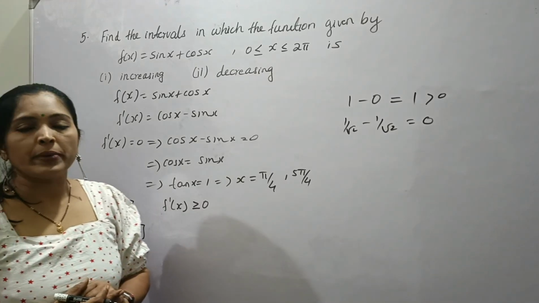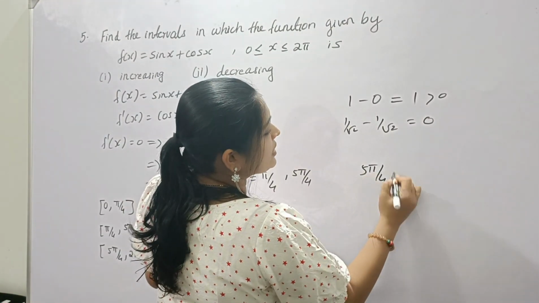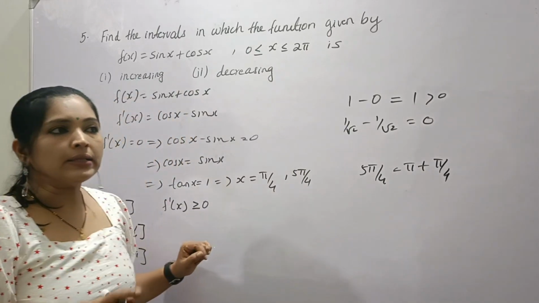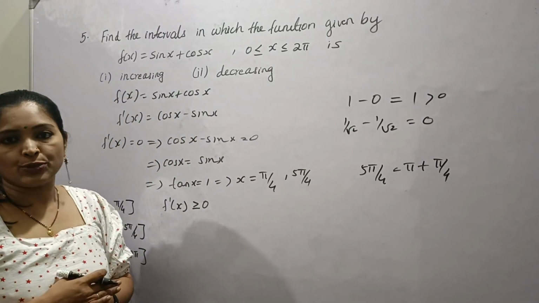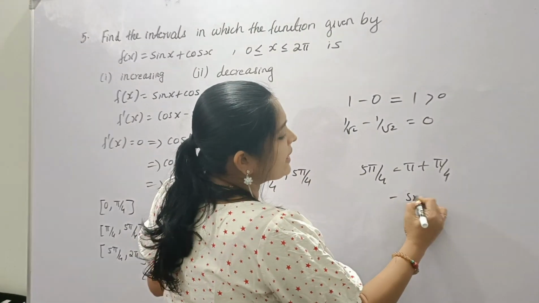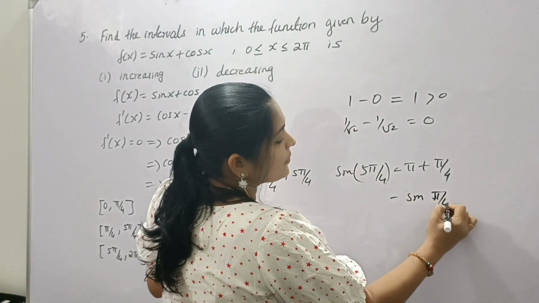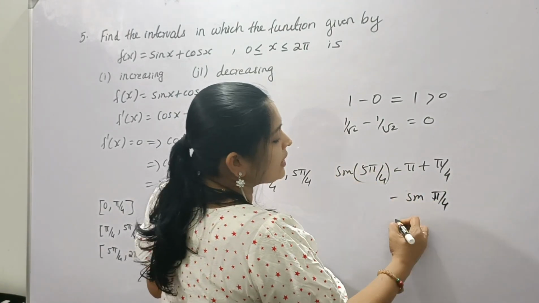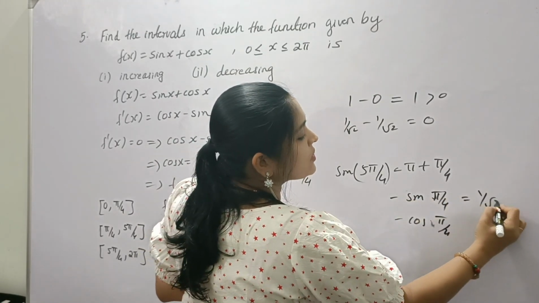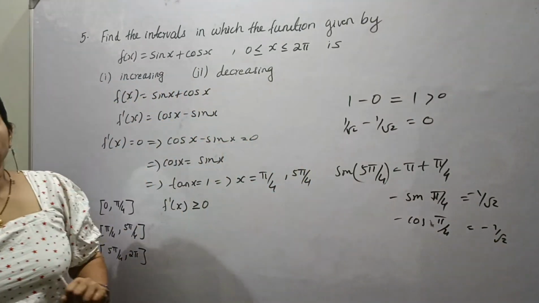See, 5 pi by 4 means it lies in the third quadrant. Okay, because 5 pi by 4 is nothing but pi plus pi by 4. Pi plus means it lies in the third quadrant. In the third quadrant cos is negative, sin is also negative, right? So here we will write sin of 5 pi by 4 is nothing but minus sin pi by 4. And cos of 5 pi by 4 is nothing but minus cos pi by 4, right? So here we will get minus 1 by root 2, it is also minus 1 by root 2. So this will be 0.